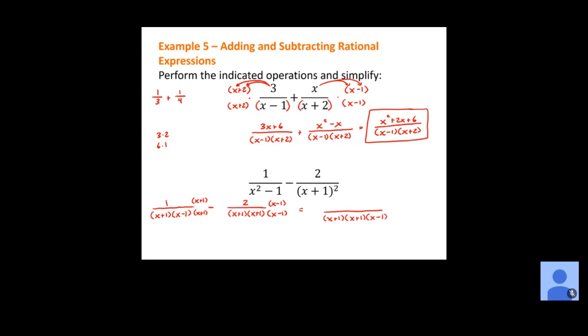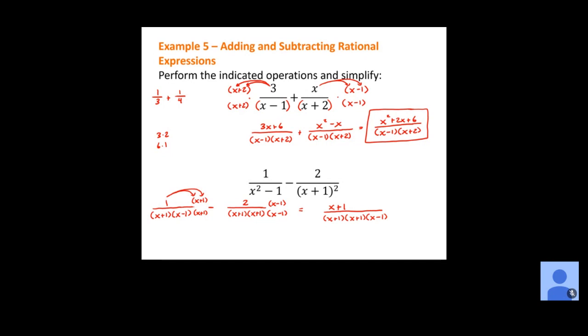And now it's just a matter of actually distributing this out, right? And then combining like terms. So what's 1 times x plus 1 going to give us for that numerator? Okay, so 1 times x should give us x. 1 times 1 should be 1, so we just get x plus 1, right? Because we're just distributing 1 to each of those terms.